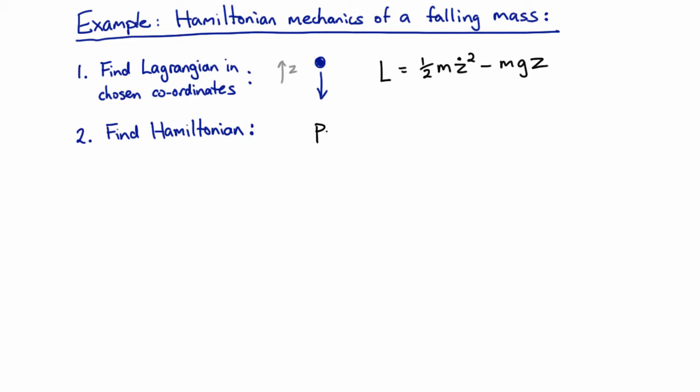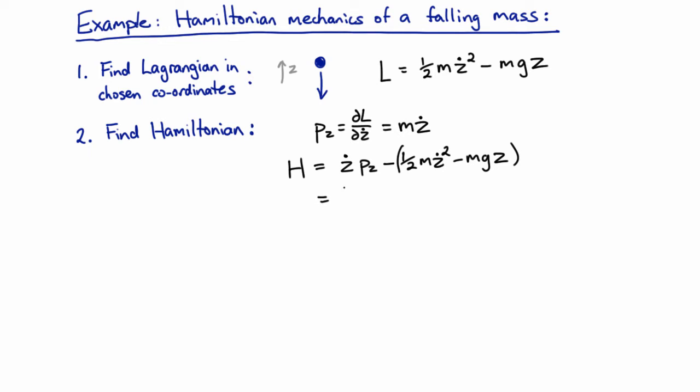Now for this I'm going to need my momentum. That was easy. And now I construct my Hamiltonian. I only have one coordinate, so I don't need the sum there, minus my Lagrangian. Now z dot is just pz on m, so that's pz squared on m. And do that again, I get pz squared on 2m. And as we showed previously, that looks just like the total energy.